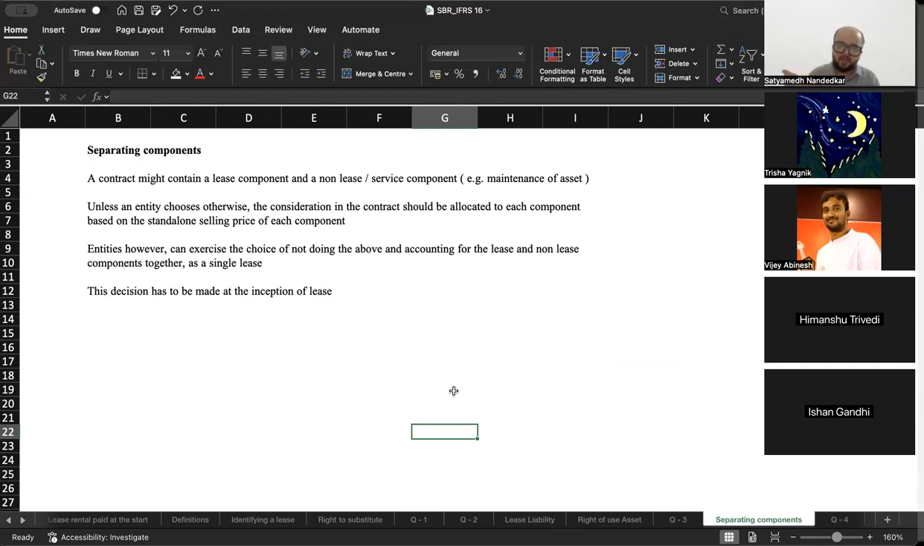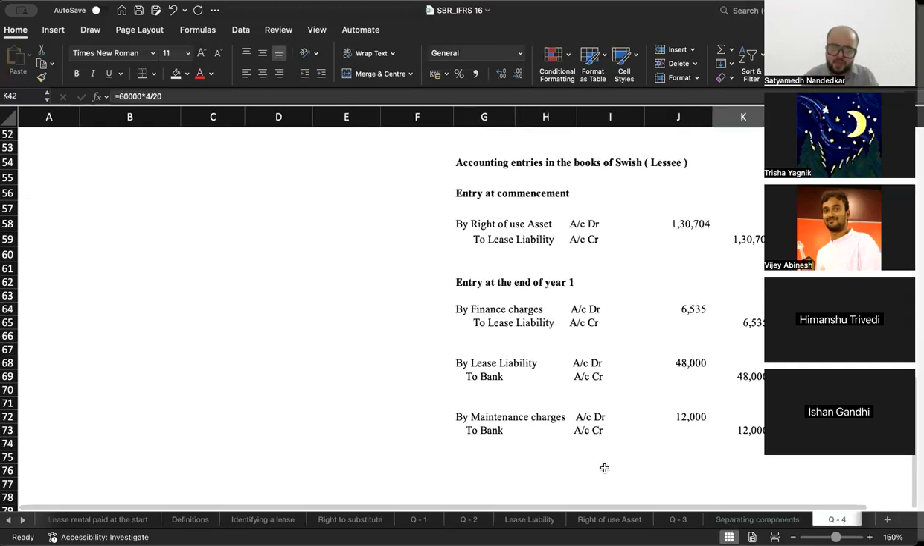So if I have taken a premises on rent and I also have to pay, say for example, society maintenance charges, the total amount is say 60,000. But that 60,000 contains rental also, and it contains maintenance charges also. So ideally, what you should do in this case is you should split the total amount into rental and the maintenance part using the standalone rental value and the standalone value of the maintenance agreement. Okay, and then you can do separate accounting.